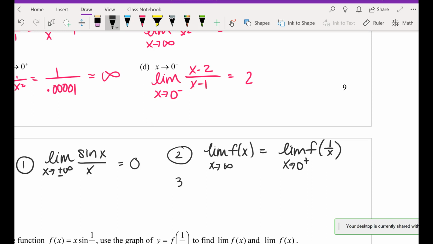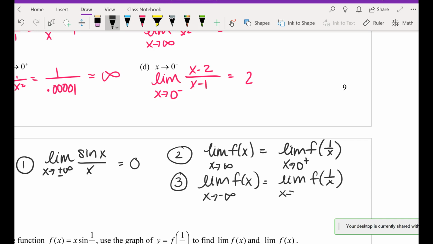And then the last one, it's the same thing as 2, except it's approaching negative infinity. Negative infinity, sometimes it is more difficult to find. So if it is, you can do limit of f of 1 over x as x approaches, guess what? 0 from the negative side, from the left side. We're going to apply that right now in example 10.